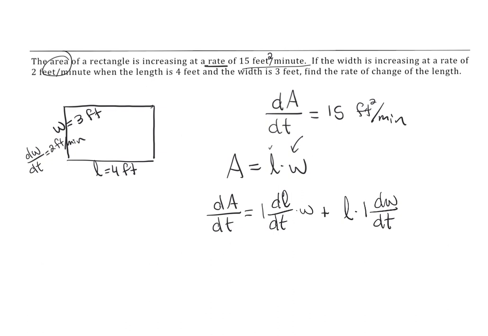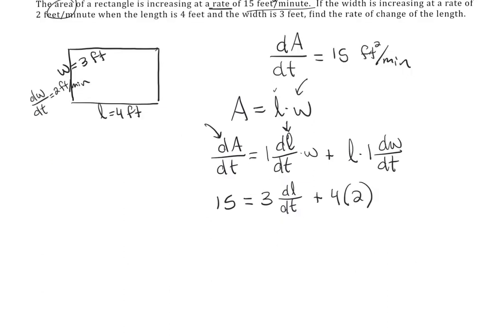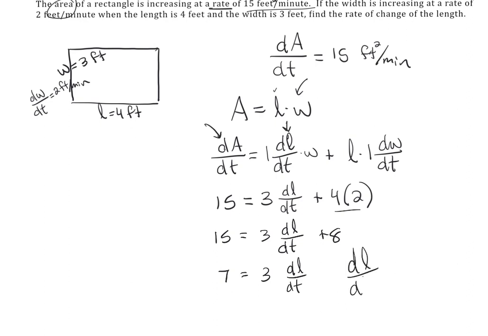Okay, so now let's plug in everything we have. So the area with respect to time is changing 15 equals, okay, dL/dt, that's what we're solving for. We need to find this, but we know W is 3, so I'm going to write 3 dL/dt plus, okay, the length is 4 and dW/dt is 2. So now I just solve. So 15 equals, so this is 8. So I subtract 8, divide by 3. So we could write that as just 7/3, which you could also divide to get the decimal, which is 2.333. And that is feet per minute.